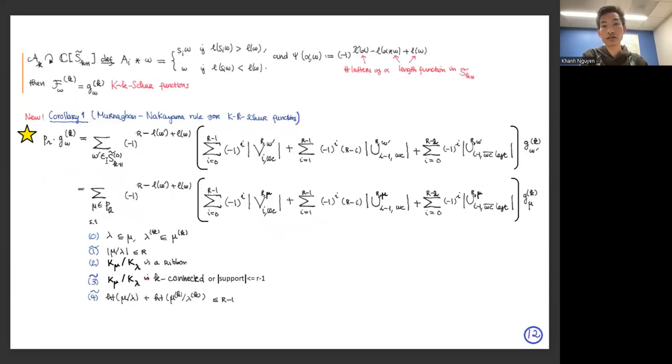Now there's the first corollary we obtained from the general Murnaghan-Nakayama rule. If we consider the action of AK on the group ring of the alpha symmetric group by this formula, you see, in this case FWK coincides with the k-Schur function. So I obtained the Murnaghan-Nakayama rule for the k-Schur function, the fourth formula here.